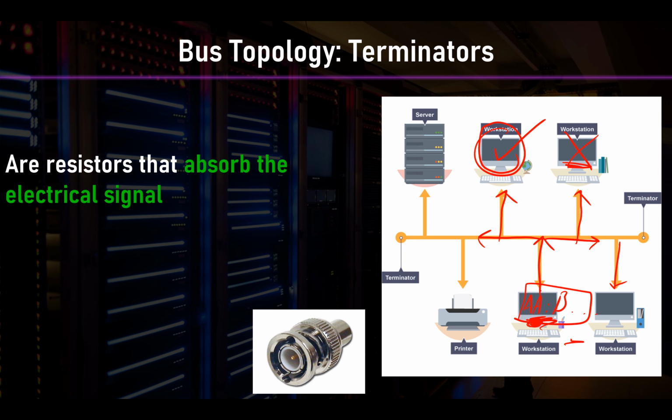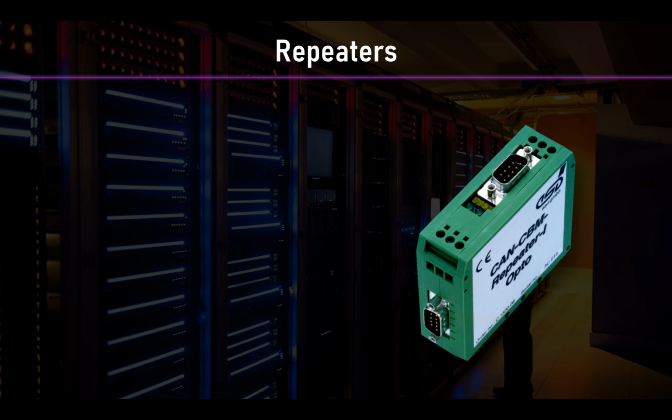So, let's think then, why do we need terminators? Because otherwise, what's going to happen? As we send a signal along this bus line, it's going to get to the end, then it would bounce back. And of course, that's going to cause interference. As it's bouncing back, it's going to interfere with the main signal. So that's why a terminator is going to be a resistor that absorbs the electrical signal, just to stop it from bouncing back, stop it reflecting. Alright, so hopefully that makes sense.